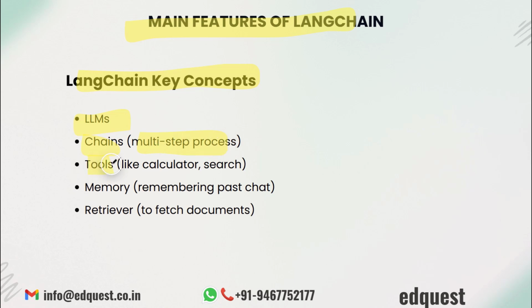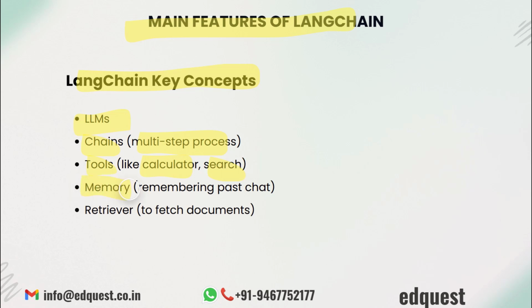Tools. LLMs are smart, but they are not all-knowing. With LangChain, you can give your model access to tools like a calculator, a search engine, a weather API, or your own custom functions. Now, your AI can do more than talk, it can actually take actions.